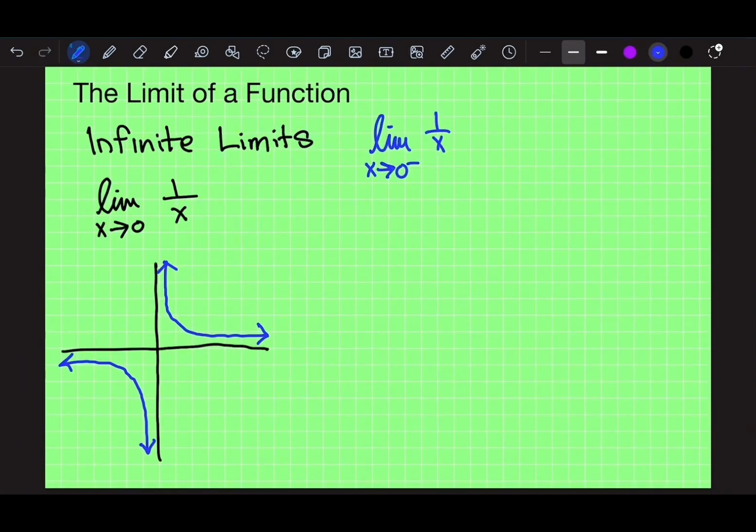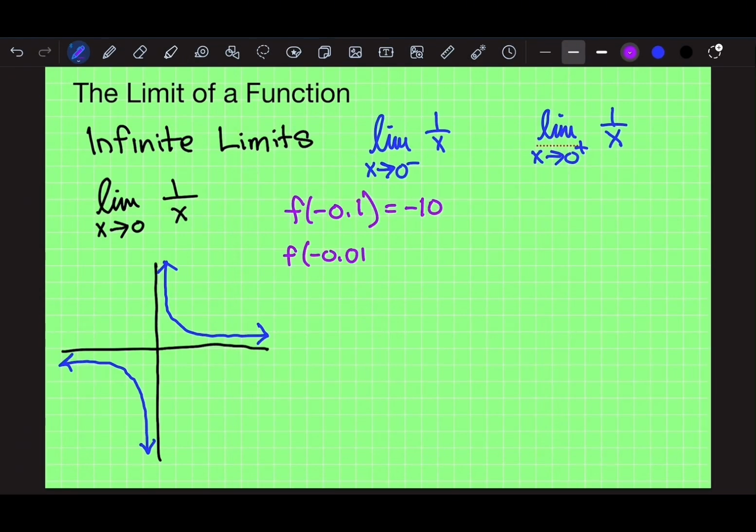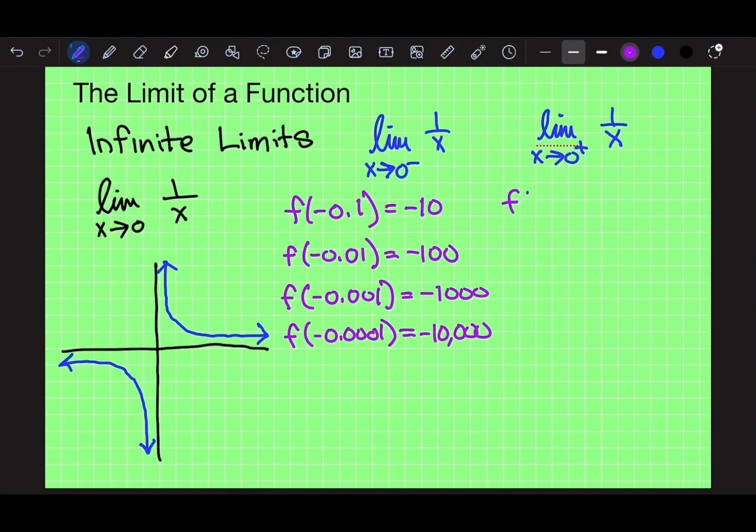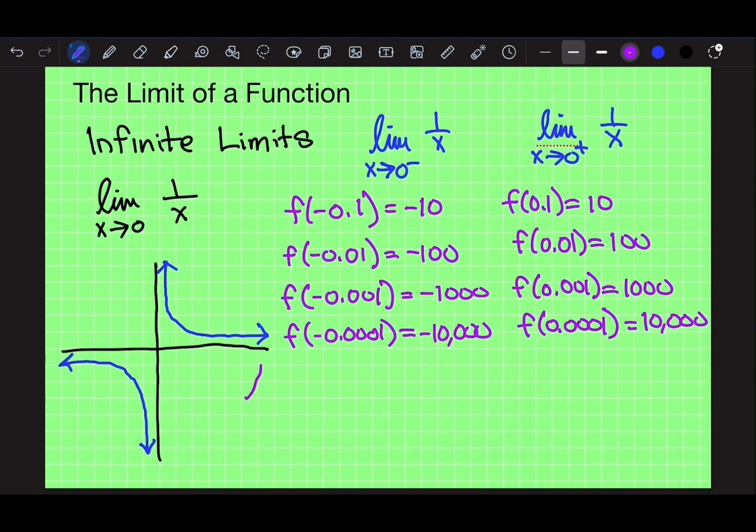So we're going to look at infinite limits here, and this one is not going to be the same on both sides. So this is the limit as x approaches 0 of 1 over x, and we're going to have to break it up into two limits. So we have from the negative side and from the positive side. Evaluating each of these, you can see it's not the same value on each side.